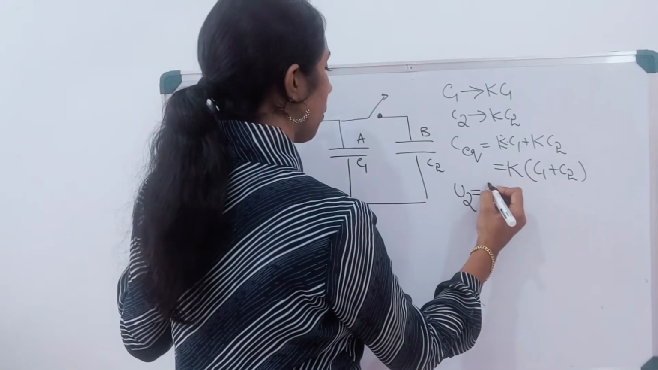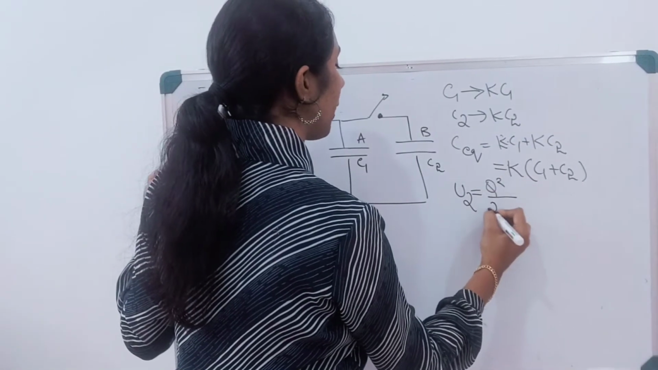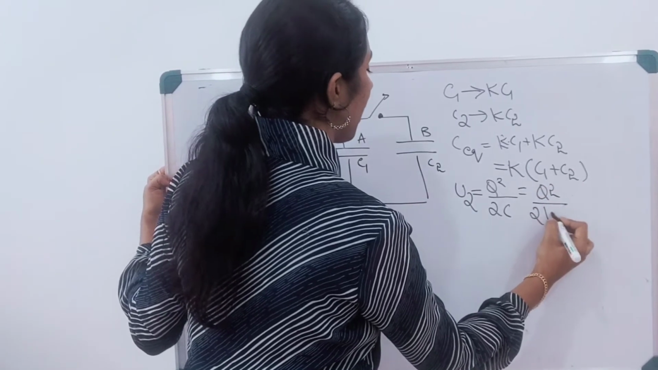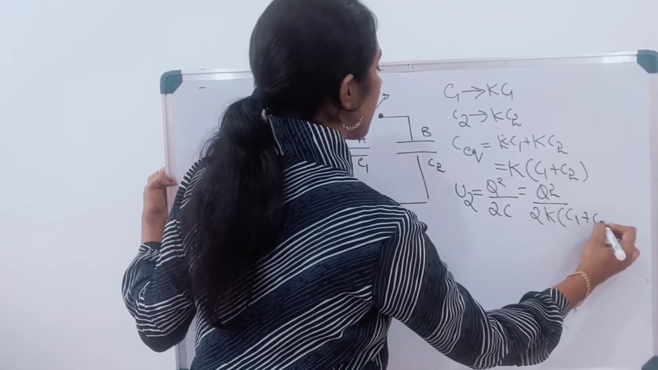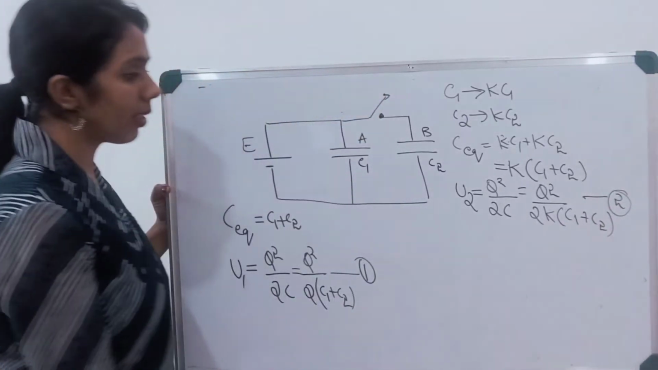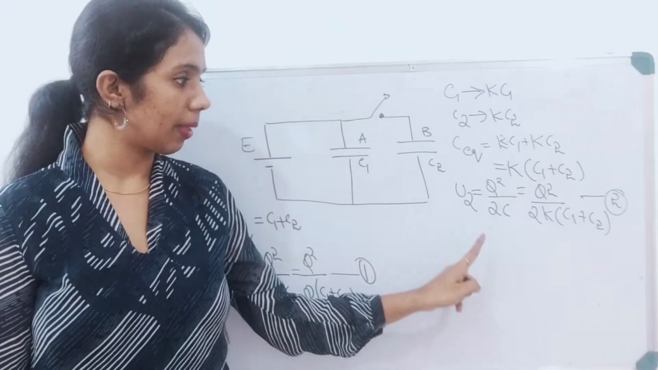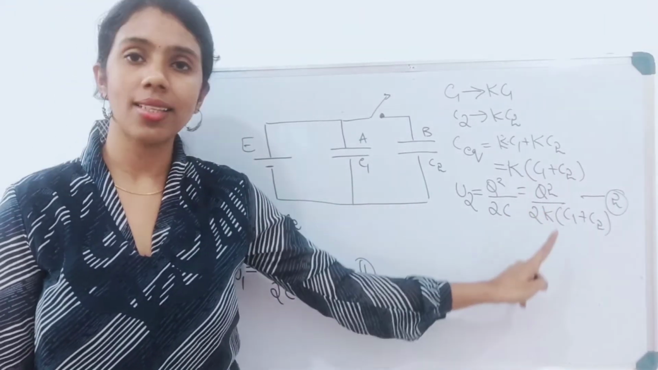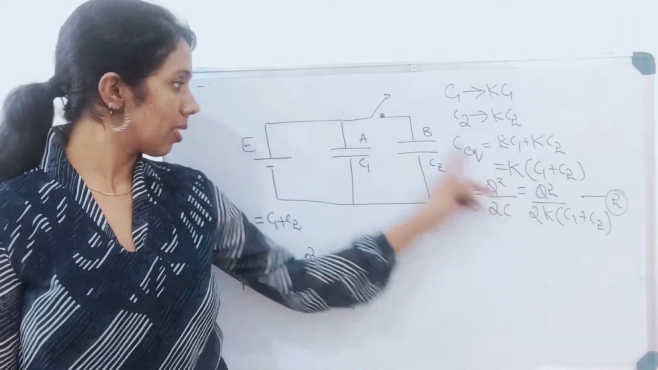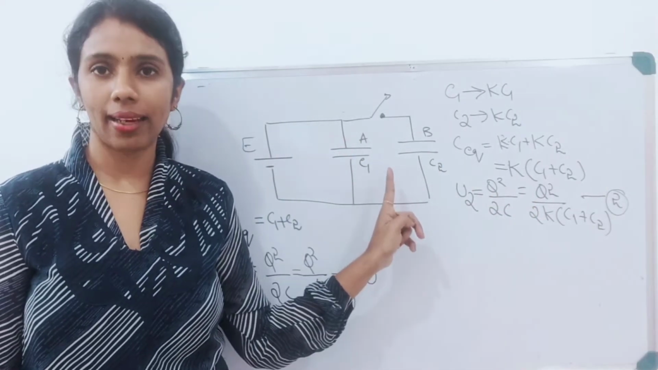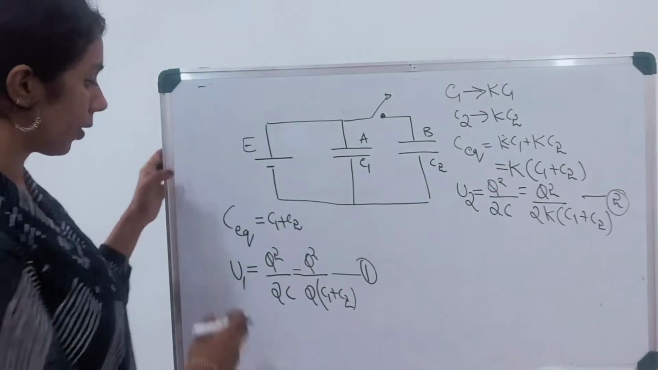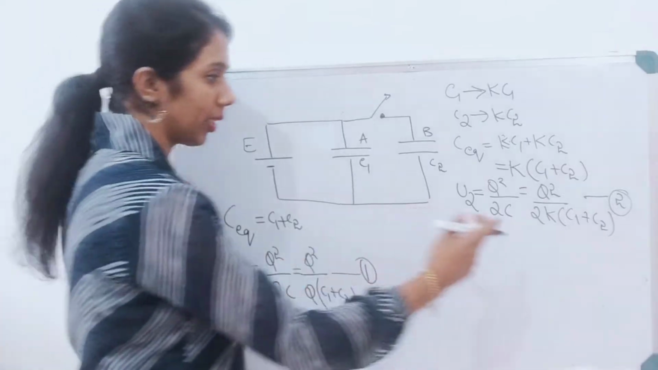Now we will find the energy stored in the case with dielectric. So U2 is equal to Q square divided by 2C, or I can write Q square divided by 2K into C1 plus C2. Let this be equation number 2, where the equivalent capacitance C is replaced by K into C1 plus C2, which is the equivalent capacitance when A and B are connected in parallel with a dielectric constant K. Now we have the equation for energy without dielectric and with dielectric.